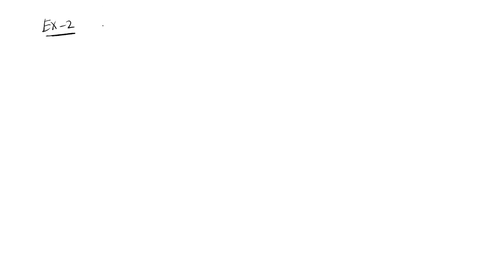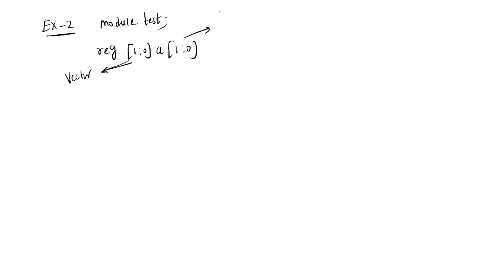Example 2. Module test. I am declaring a vector as well as an array. reg [1:0] A [1:0]. What is this? When you declare the size before the variable, it is a vector. When you declare the size after the variable, it is an array.